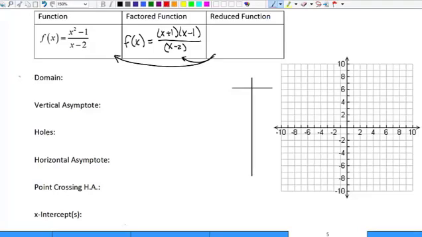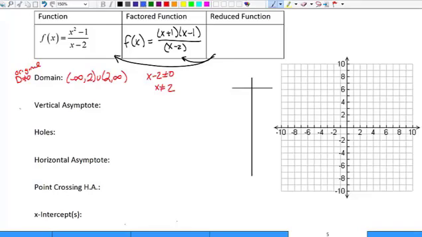For the domain, I'm going to set the denominator not equal to 0. That's of the original. So I set x minus 2 not equal to 0, so x can't be 2. But when I answer the domain, I'm answering it in interval notation: negative infinity up until 2, union 2 to infinity. Those are all the values that I can have.